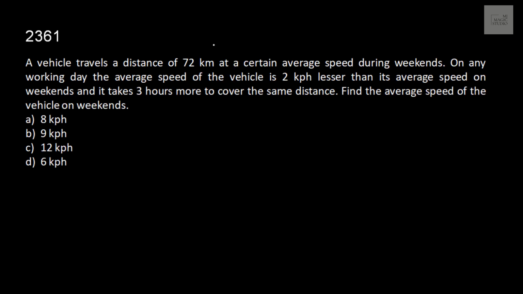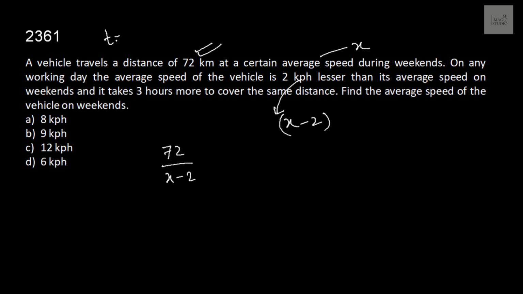A vehicle travels a distance of 72 km at a certain average speed during weekends. Let it be x. On any working day, the average speed of the vehicle is 2 km per hour lesser than its average speed on weekends. So let this time average speed be x minus 2. And it takes 3 hours more to cover the same distance, and the same distance is 72. That means obviously time taken on weekdays would be 72 upon x minus 2.